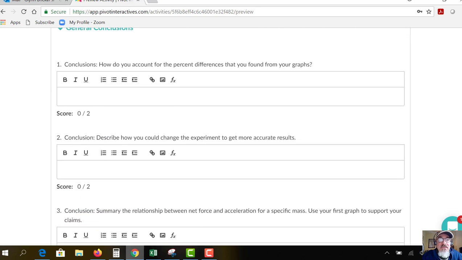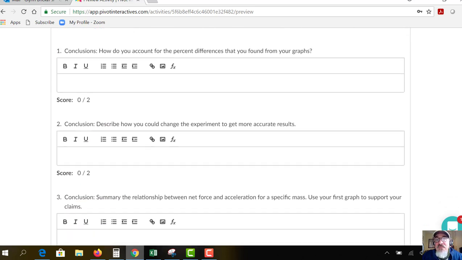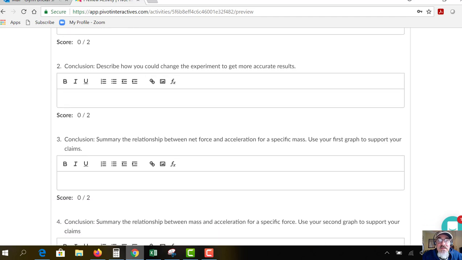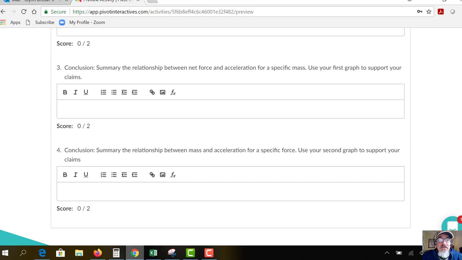How do you account for the percent differences? Remember, this is not a perfect lab. There's some estimating going on about delta x, things like that. How would you change the experiment to get more accurate results? Pretend it's your job to measure these different things. How would you change the experiment to get more accurate results? And then a little summary here. You don't have to write a whole page, but make sure that you use complete sentences, that sort of thing, for both of these.